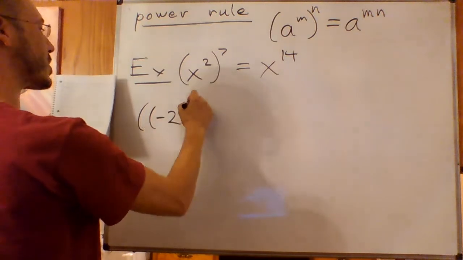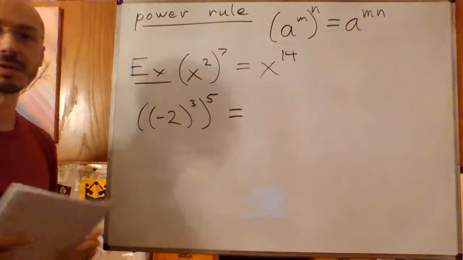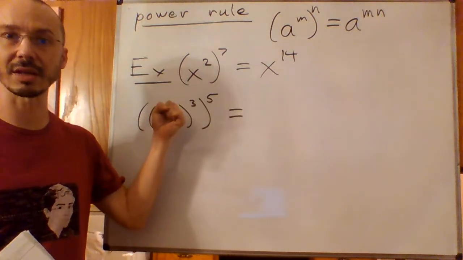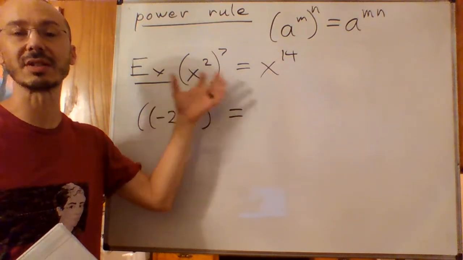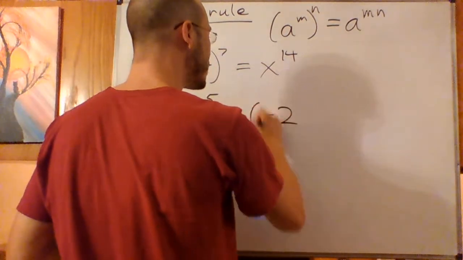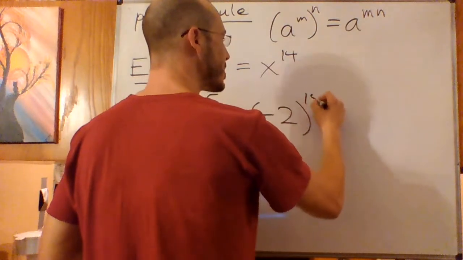Negative 2 to the 3rd to the 5th. So there's a lot of parentheses here, but the inner ones are around this middle. That's the base, negative 2, raised to the 3rd, and then that result raised to the 5th. Again, this is the power rule. I can do negative 2 to the 3 times 5, which is 15.